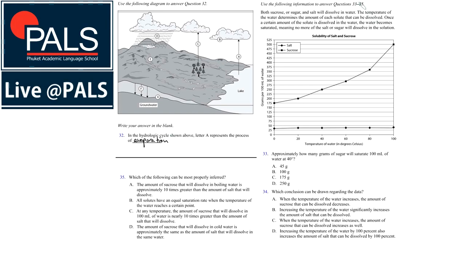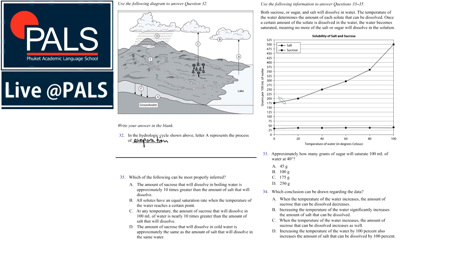So for 33 to 35, both sucrose or sugar and salt will dissolve in water. The temperature of the water determines the amount of each solid that can be dissolved. Once a certain amount of the solute is dissolved, the water becomes saturated, meaning no more of the salt or sugar will dissolve in the solution. So we have our diagram here for sucrose and salt.